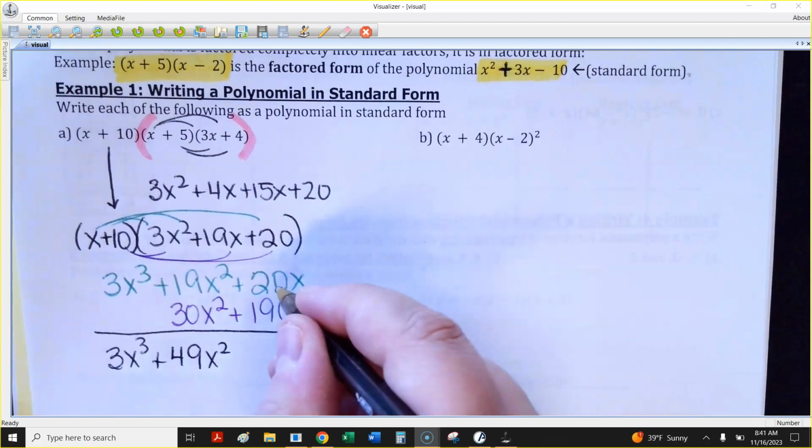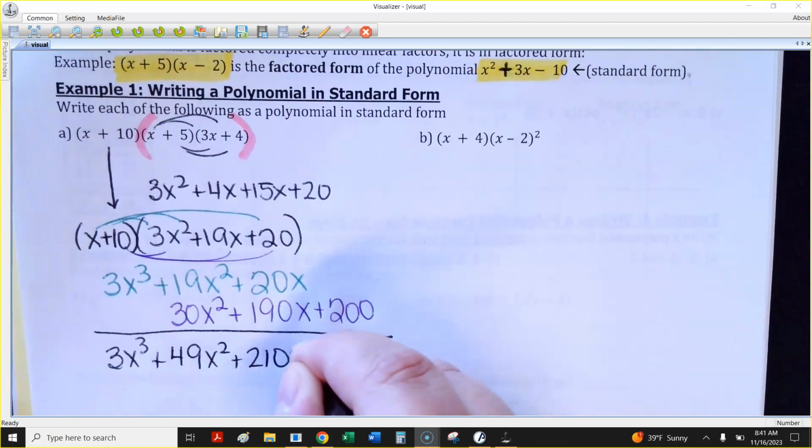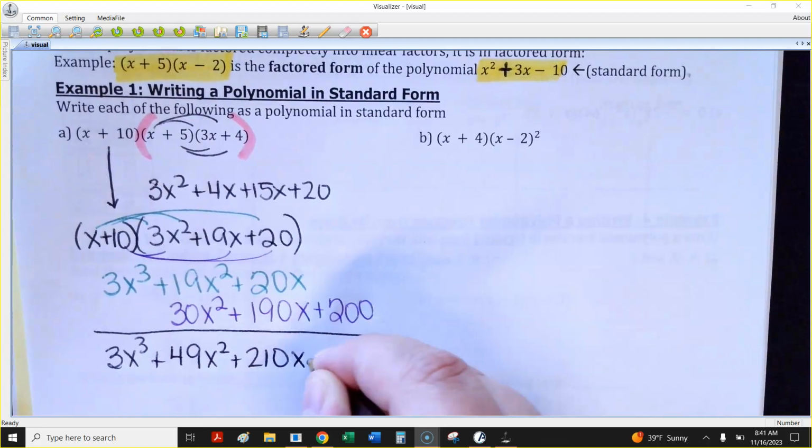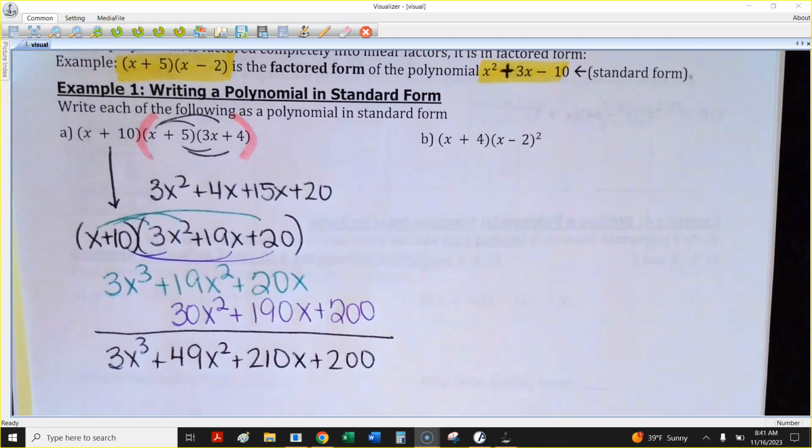20 and 190 are going to add up to 210x. And then just a 200, nothing to combine that with. So all multiplied out, that would be the standard form of that expression we started with at the top. It's not terrible, it's just kind of time consuming. Is anybody having a question?